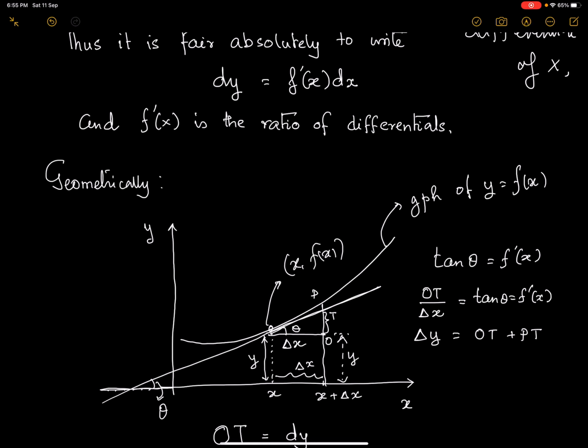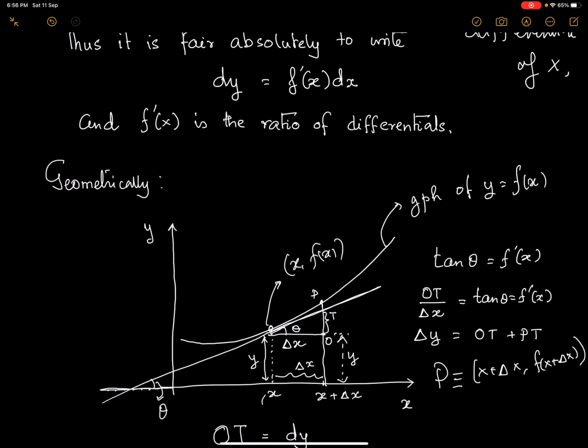Now you draw a tangent at that point, making an angle theta with the x-axis. So the slope of the tangent, tan theta, is the derivative of f at x. Now what you do, you take a new point x + Δx. So this is your Δx. I've taken Δx to be positive here. Doesn't matter. You can take it on the other side also. So now look at the point P. The point P here has the coordinates x + Δx and f(x + Δx).